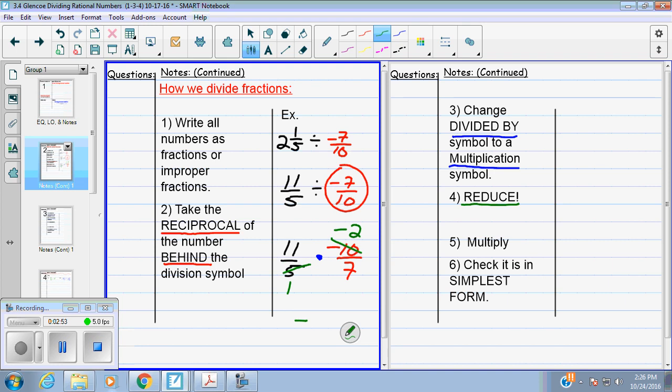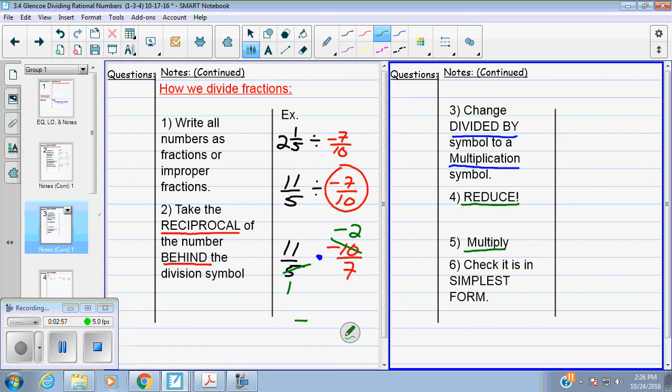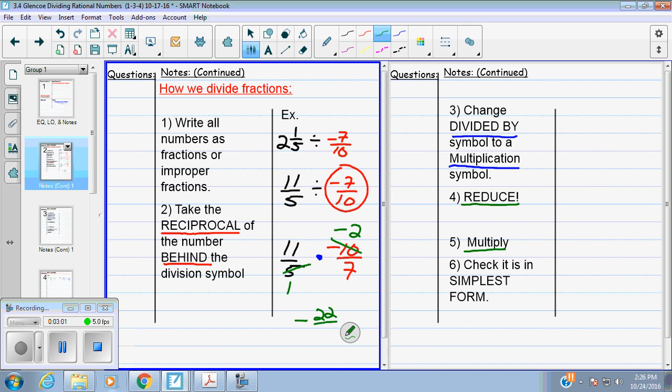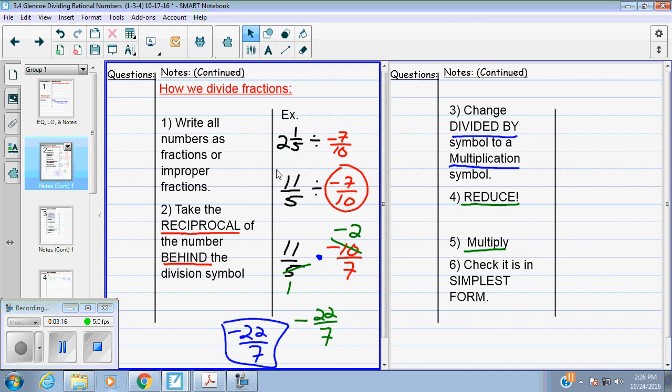And now that we reduced, and there are no more reductions, we multiply straight across. 11 times 2 is 22. 7 times 1 is 7. And we just double checked that we reduced correctly. Yes, we did. That fraction is, in fact, in simplest form. So the answer is -22 over 7. And now let's try some other models.